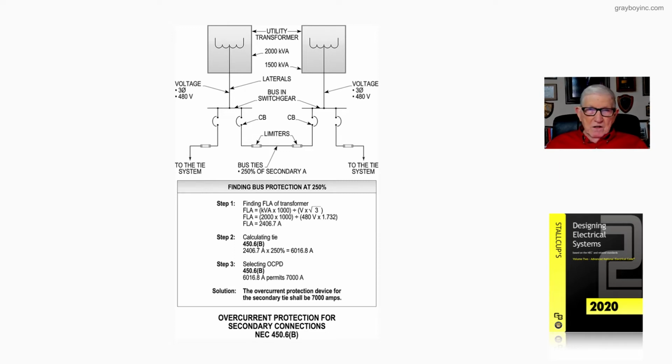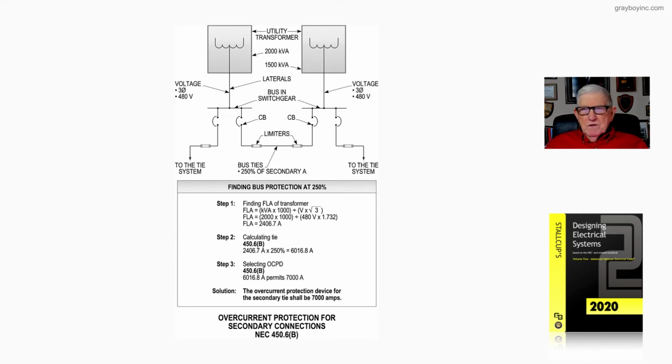The secondary conductors of these transformers are routed to switchgear, connected into the bus, and overcurrent protection is set for the tie systems and then for the bus tie. And the same for the transformer to the right. You have a circuit breaker there that is routed to the limiters, and then you have an overcurrent protection device in the switchgear that's routed to the tie system.